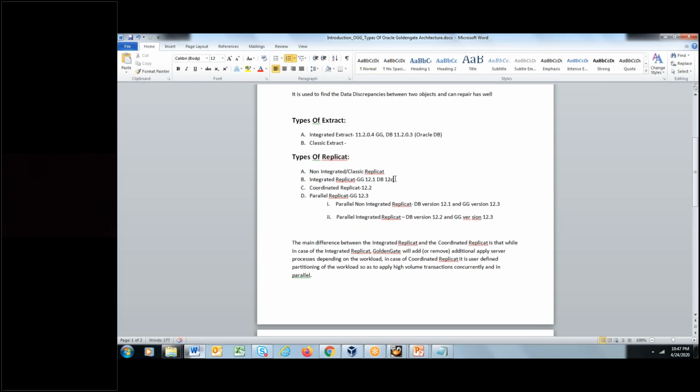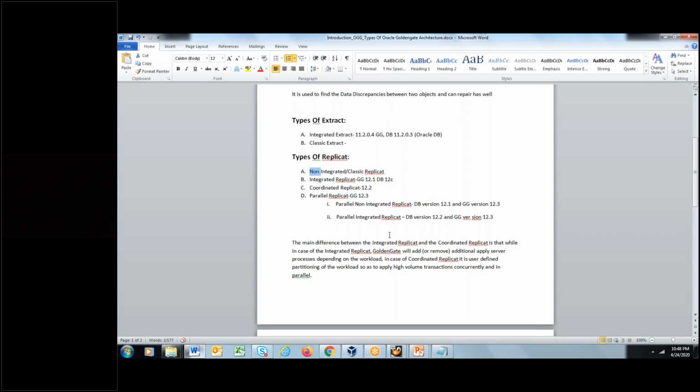So yeah, integrated replicate support is available from database 12c only. These are the types of replicates. During the session, we'll see how to configure integrated replicate and parallel replicate. With the introduction of parallel replicate, I should not say coordinated replicate is obsolete, but in my opinion, I won't be using coordinated replicate anymore. I will definitely be going with parallel replicate. We'll be discussing parallel replicate, integrated replicate, and non-integrated replicate, all about that.